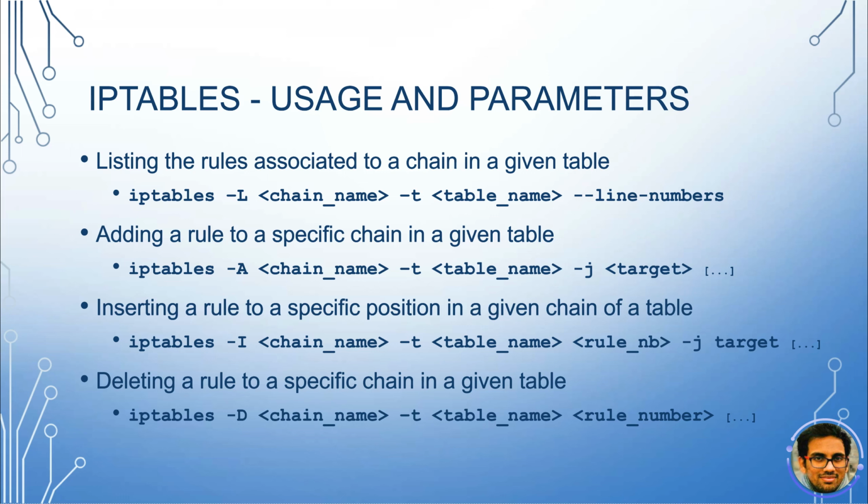Lastly, removing a rule is straightforward with iptables -D, chain name, -t, table name, rule number. This ensures that our rule set remains manageable and reflects the current needs of the network security. The rule number can be obtained by a first command which highlights all the line numbers for each given rule. In essence, these commands grant us the ability to inspect, adapt, and refine the rules governing our firewall.